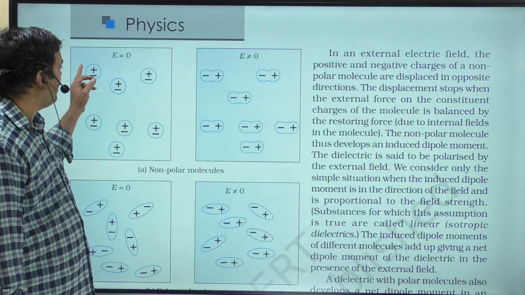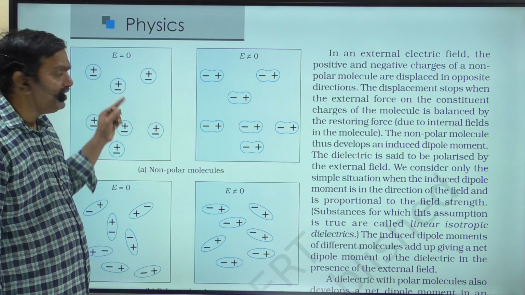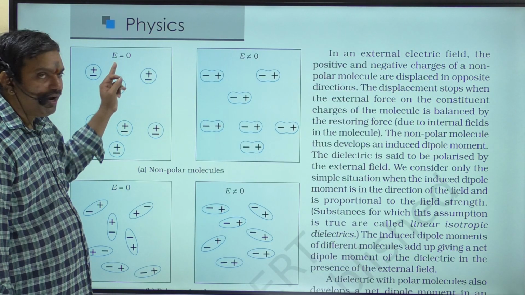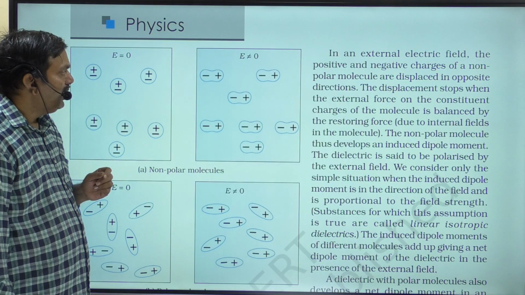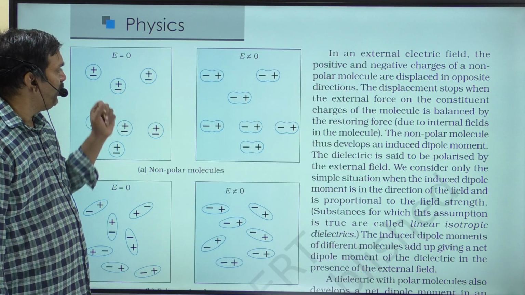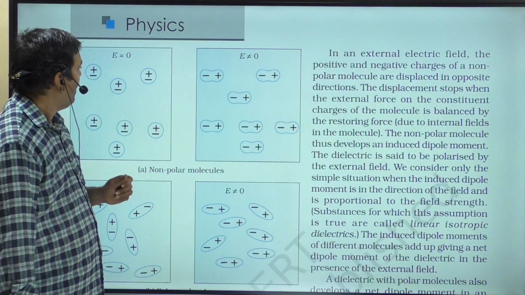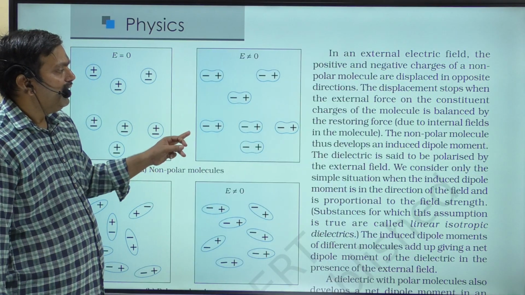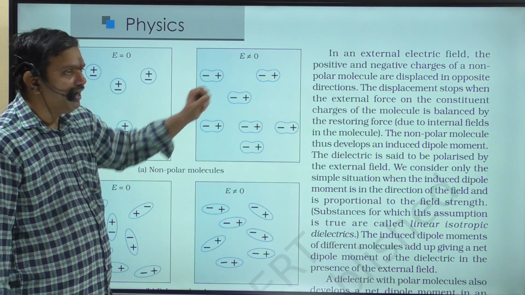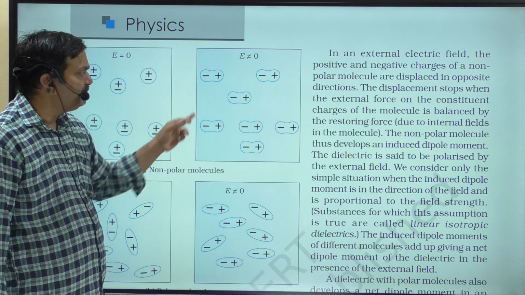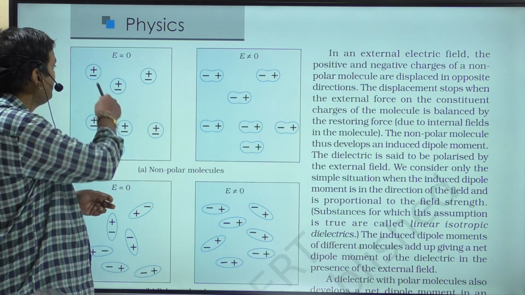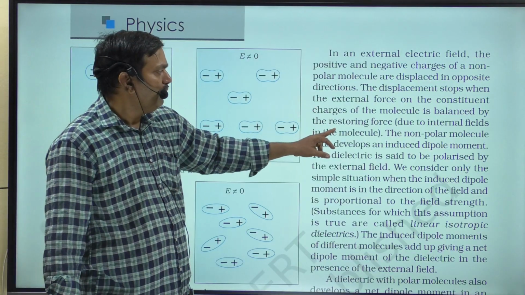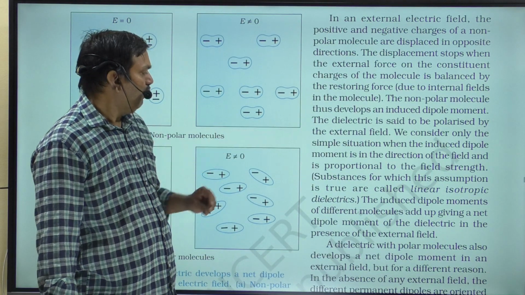Now, as I told you, for non-polar molecules the centers do coincide. So this is how it looks when there is no external electric field, E equal to 0. Normally they are coinciding. What happens when the external electric field is not 0? That means when there is some electric field, they reorient themselves. As you see here, the minus and plus signs, instead of coming in the same line, are aligned in this manner.